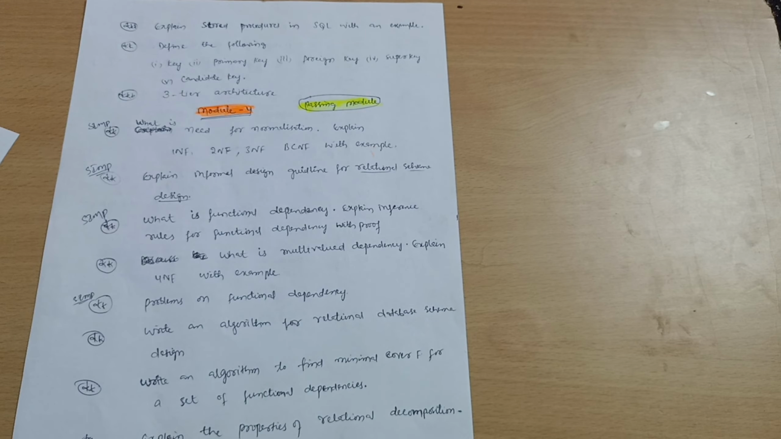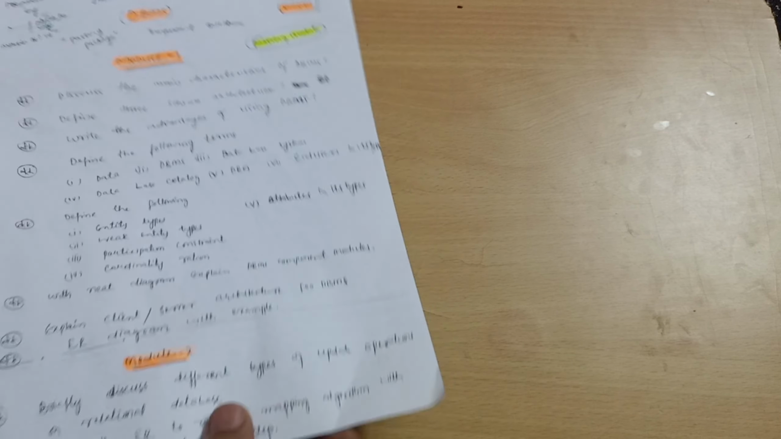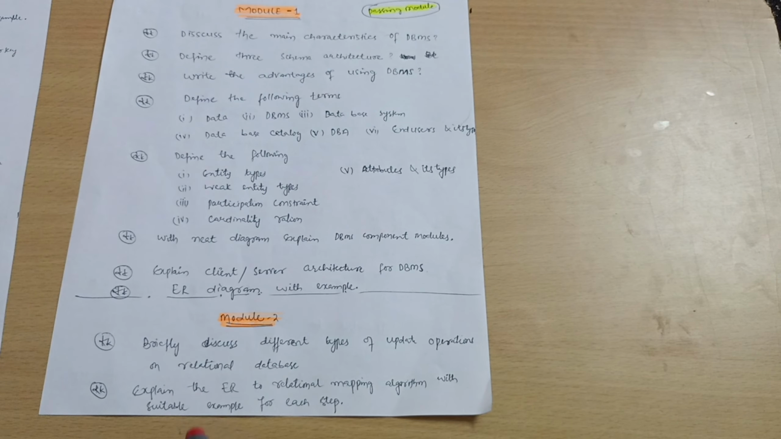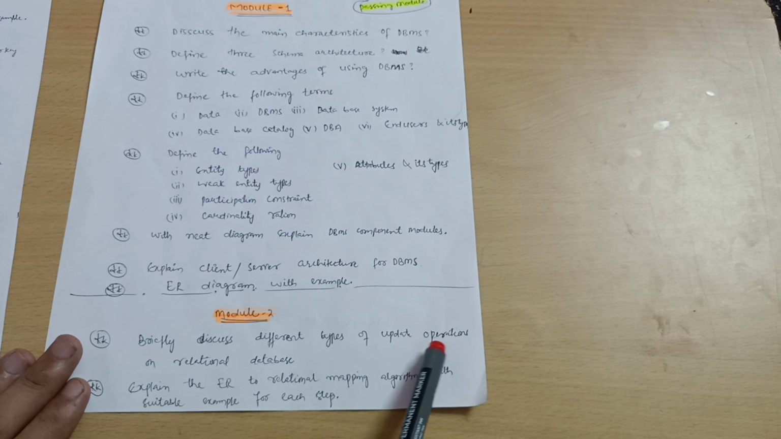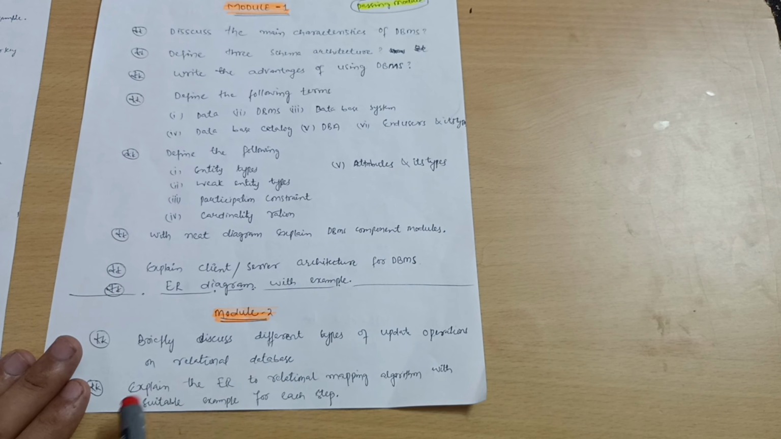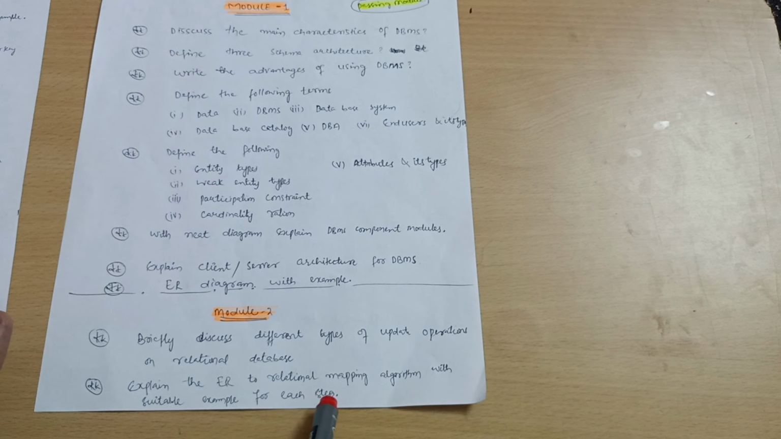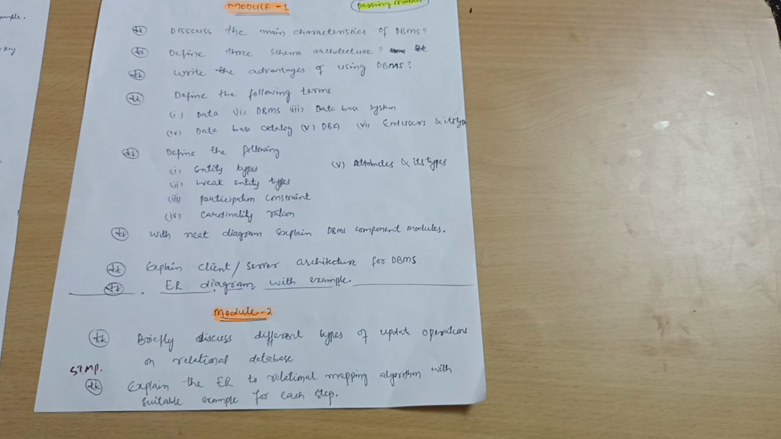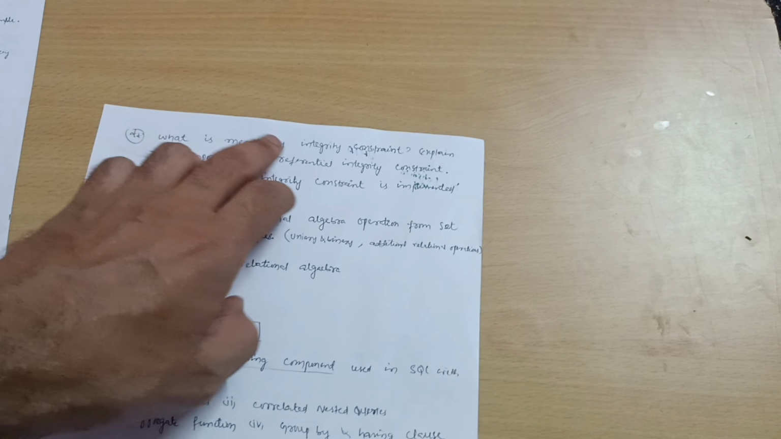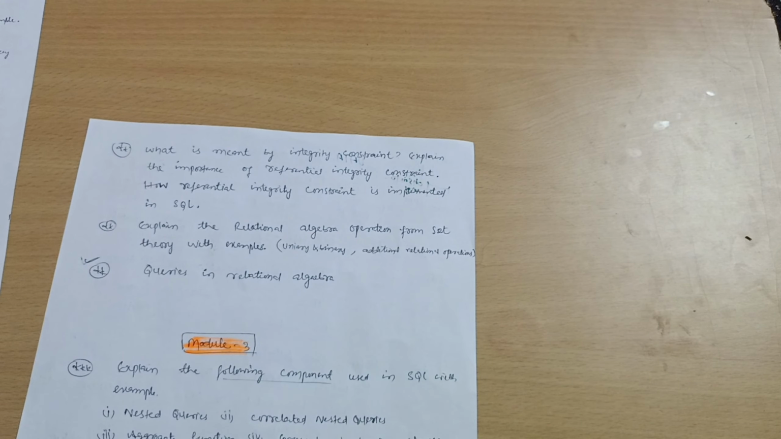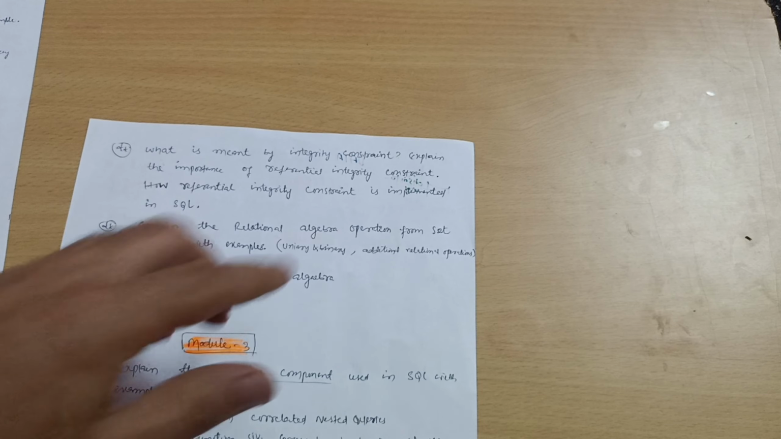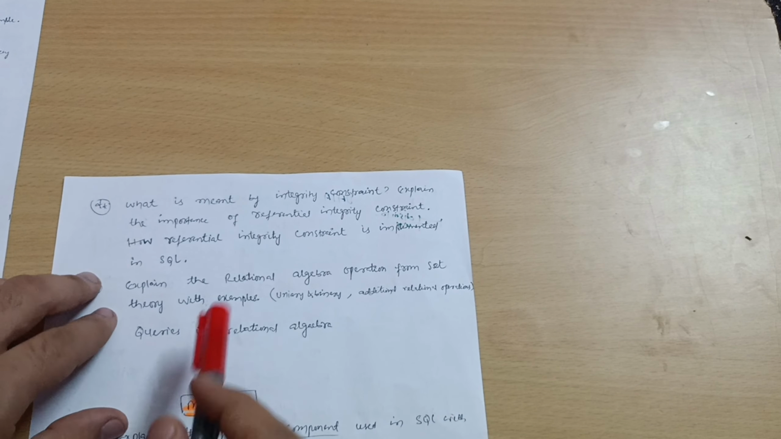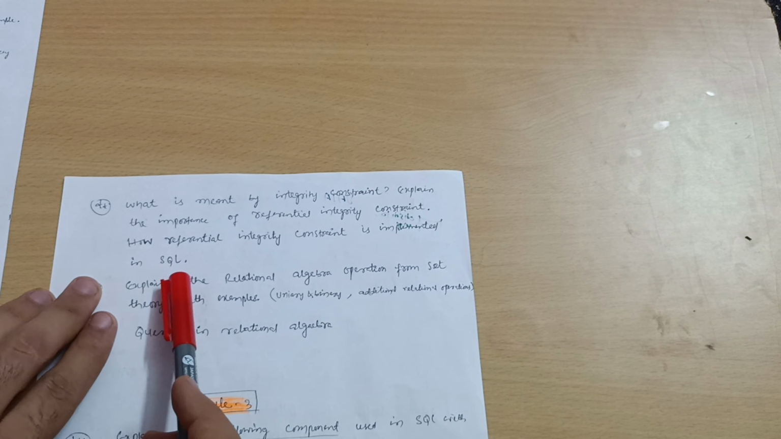Now let's come to module 2. Here we have some important questions like: briefly explain different types of update operations on relational database, explain the ER to relational mapping algorithm with suitable example for each step. This is again a super important question. I hope you are getting it. Next is what is meant by integrity constraint. Explain the importance of referential integrity constraint and how referential integrity constraint is implemented in SQL.